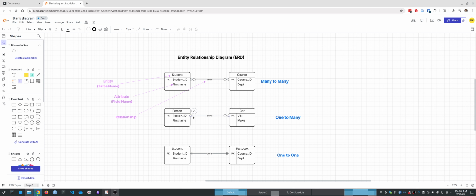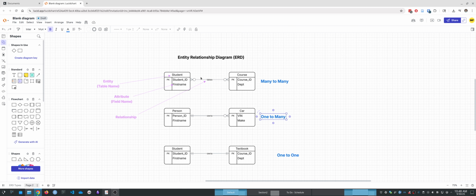You could make the case that if we have a car, it doesn't have to be owned by anyone, in which case it would look like that. So then this car could be owned by 0 to 1 people. Either way, whether it's like this or one and only one, we have one here and we have many there. And so that gives us a one to many relationship.